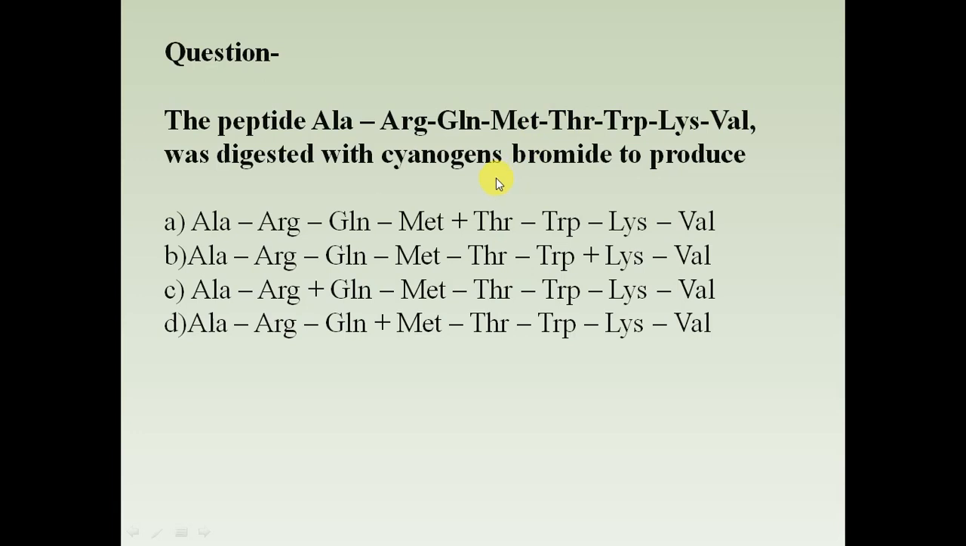The correct option is answer A, as you will get the sequences alanine, arginine, glycine and methionine. This bond is cleaved, and the remaining is threonine, tryptophan, lysine and valine. So you can solve this question very easily, and these questions are asked in the CSIR NET exam.